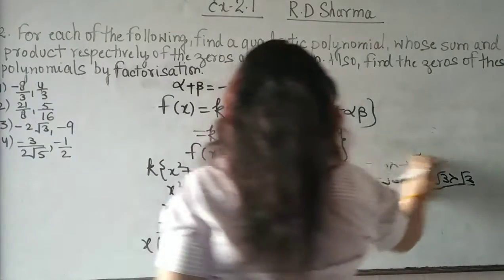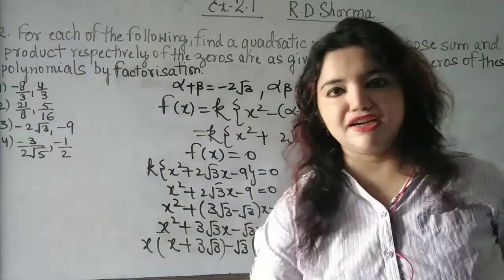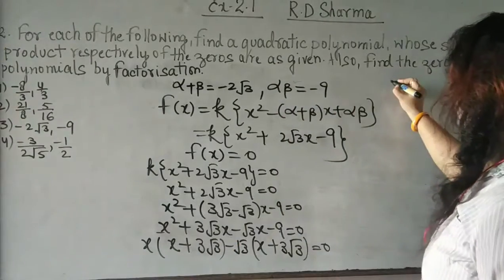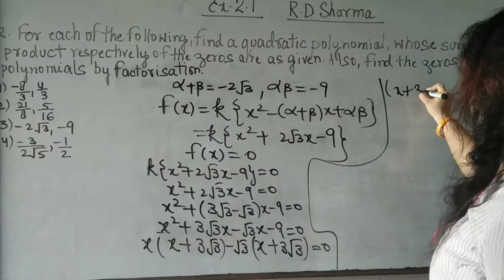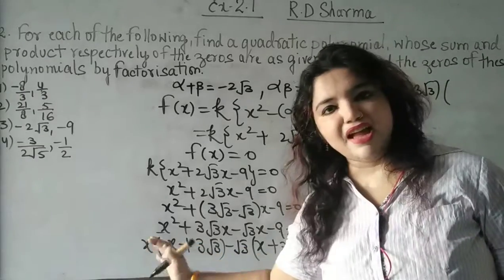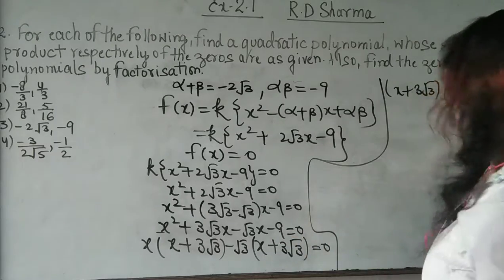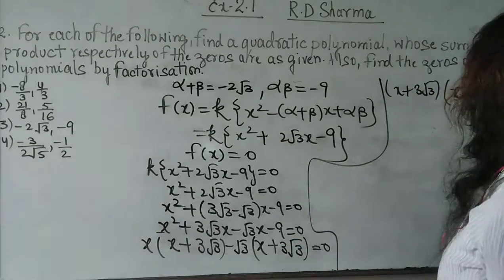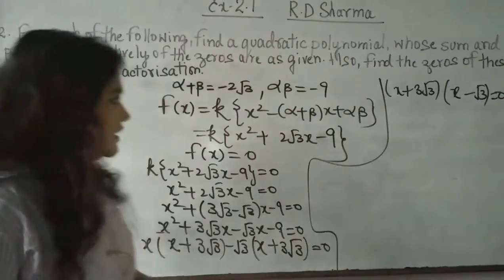Okay? Is that clear? And now what is common in whole? x plus 3 under root 3. This is common in whole. So I'm taking x plus 3 under root 3 common in whole. So what is left here? Only x is left, minus. And here what is left? Minus root 3 is equal to 0. Right? Is equal to 0.